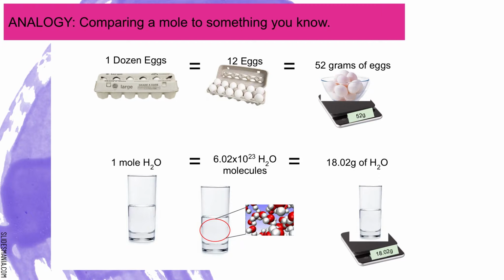So 1 dozen eggs equals 12 eggs, which if we took the mass of 12 eggs, would equal approximately 52 grams of eggs. If we determined a mole of water equals 6.02 times 10 to the 23rd water molecules, which is equal to 18.02 grams of water.